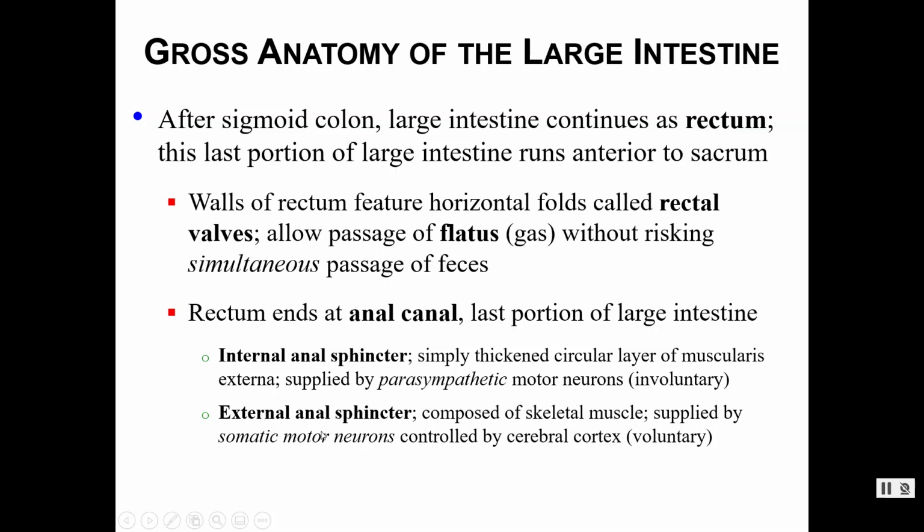However, the external anal sphincter is actually skeletal muscle, so this is supplied by somatic motor neurons and controlled by your cerebral cortex, so this is voluntary. So at some point you can hold and squeeze and keep it in, but at some point your parasympathetic system will take over and you will go to the bathroom. Okay, hopefully you have made it to the potty.